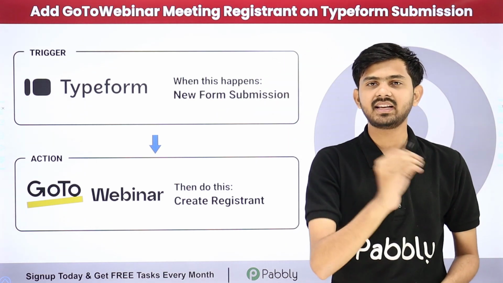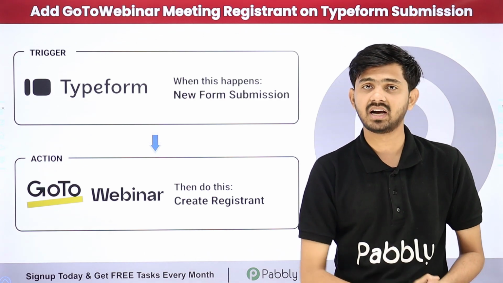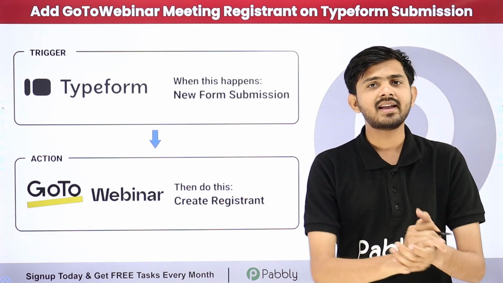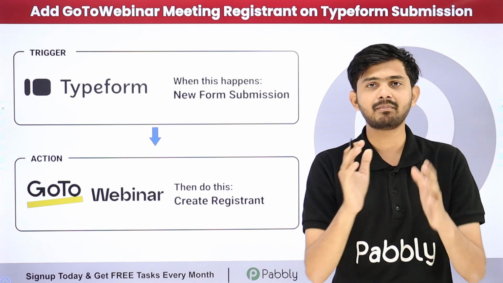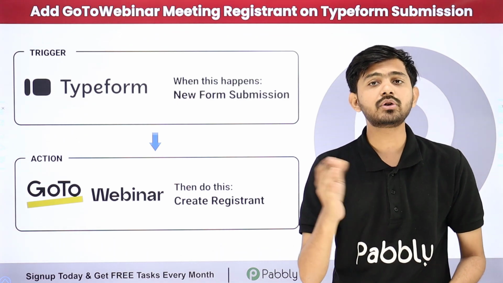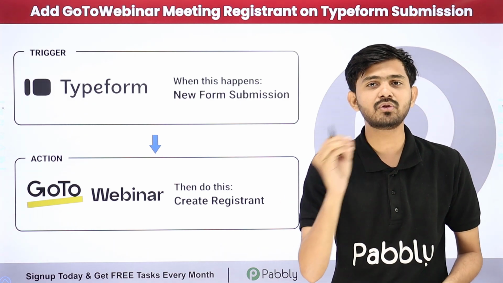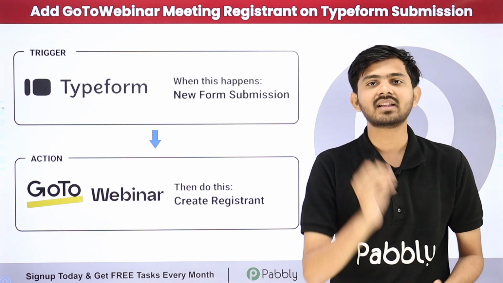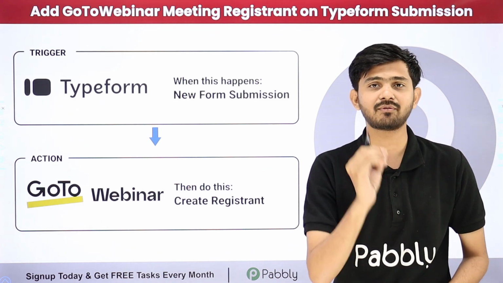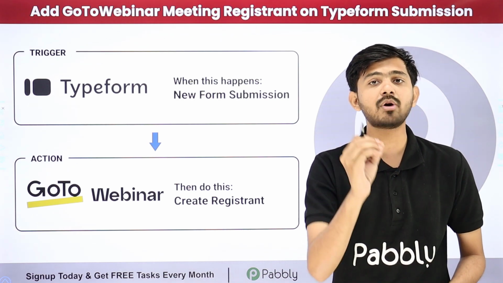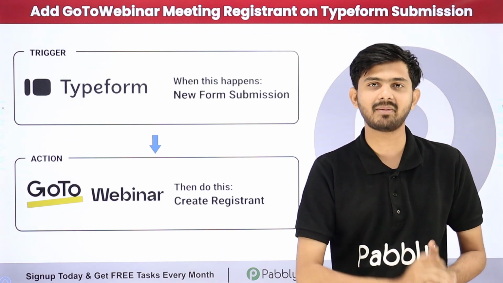I'm running a marketing agency and I'm running some marketing webinars by using GoToWebinar. Now I have already created a registration form by using Typeform, and what I want to do is that whenever I receive a new form submission or a new registration, then automatically, by using the details of that form submission from Typeform, I want to create a new meeting registrant in GoToWebinar.